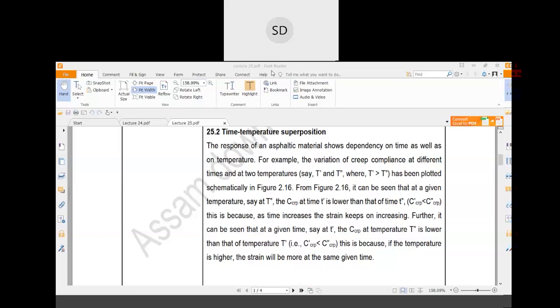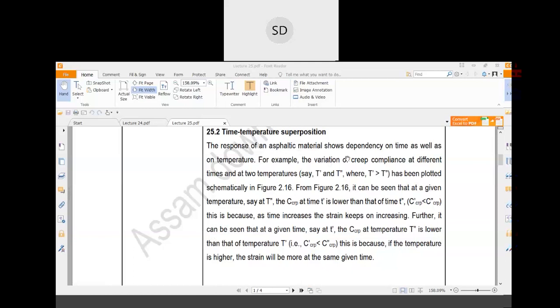So the response of an asphaltic material shows dependency on time as well as on temperature. So basically that means the nature or characteristics of the asphaltic material changes along with the time and the temperature at which that material is.